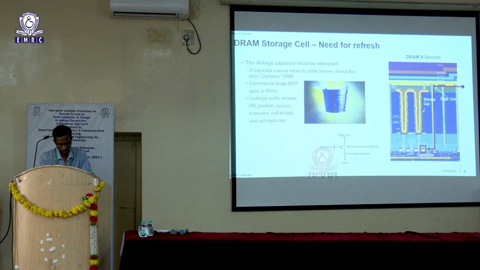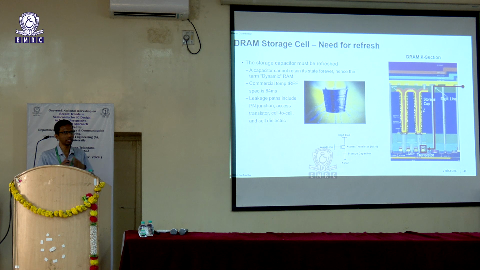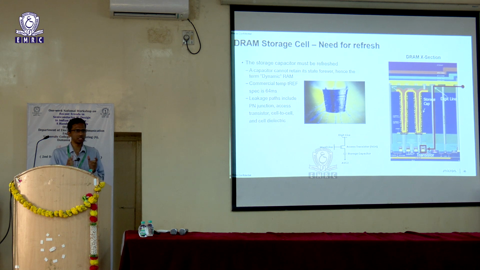It could be your transistor's subthreshold leakage, PN junction leakage, cell to cell leakage, and leakage through the dielectric of the storage capacitor. So there are multiple paths for the charge to leak out, and at the end of the day you need to refresh it at periodic intervals so that the charge is retained as long as you want it to be. A typical Tref is 64 milliseconds. Tref is the refresh time, the refresh spec. Within 64 milliseconds you should be refreshing the data, and that's how we construct the DRAM.